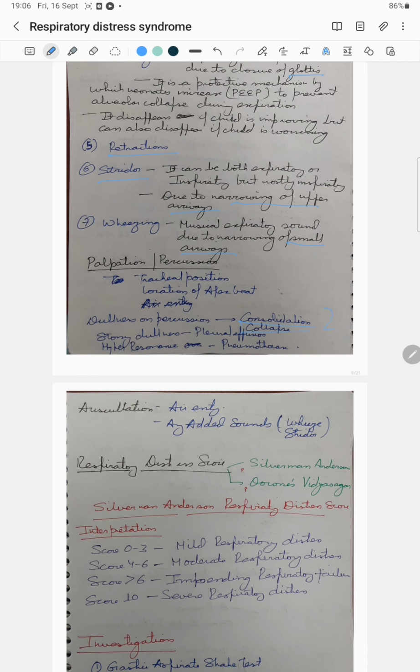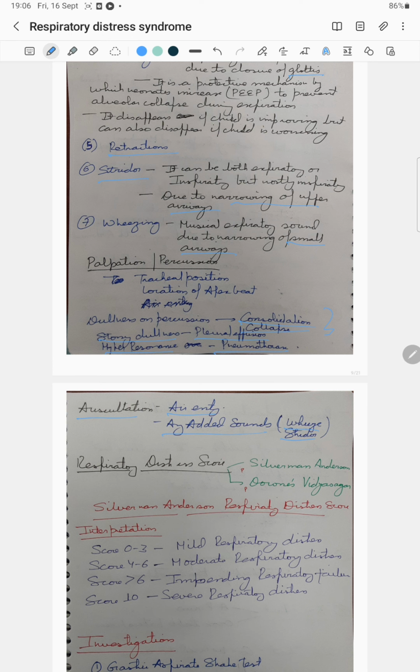Very important. It comes like in MCQs. If there is stony dullness, it is seen in pleural effusion. If on percussion there is a hyperresonant lung field, it is seen in pneumothorax. Remember, normal is resonant, but if it is hyperresonant it means more air is there. It is pneumothorax. Okay. In auscultation, we have to see the air entry or any added sound like wheeze or stridor.